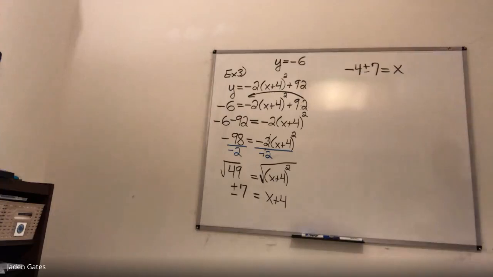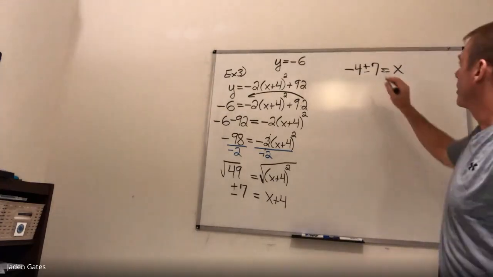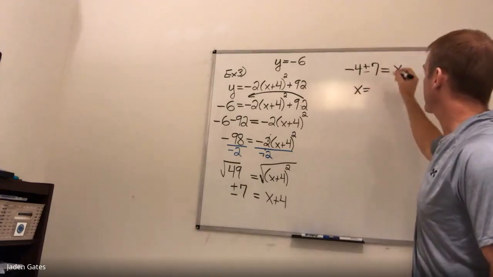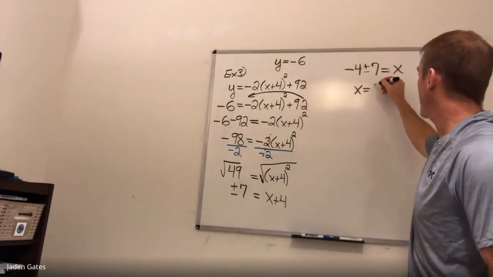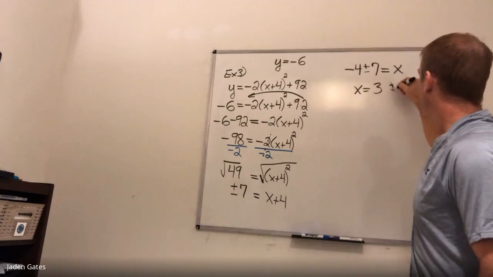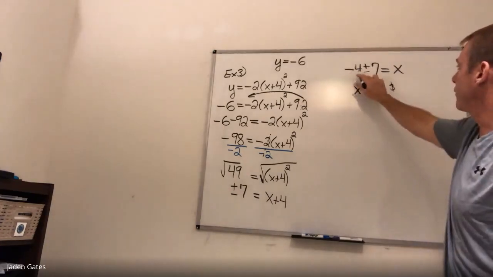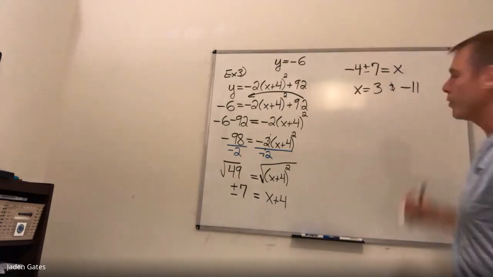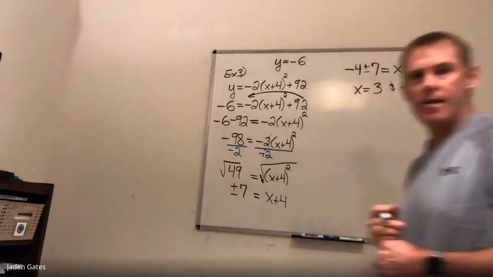All right. And now I can figure out my 2 answers. I just run it through. So I have -4 plus 7. Well, if I lose 4, I get 7 back. I'm up 3. And then I go -4 minus 7, which is equal to -11.